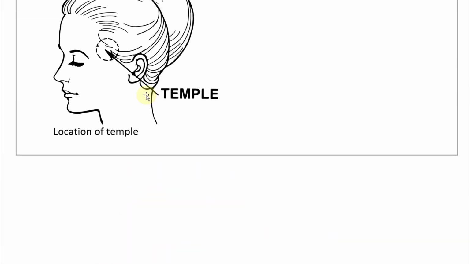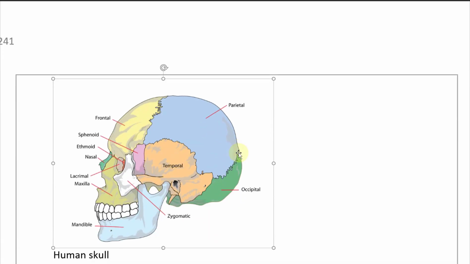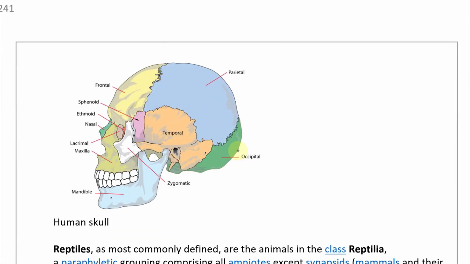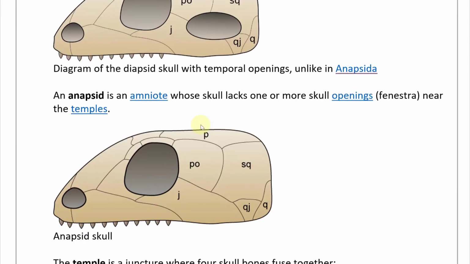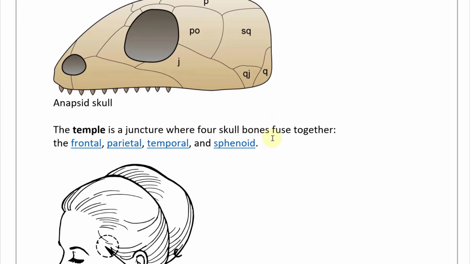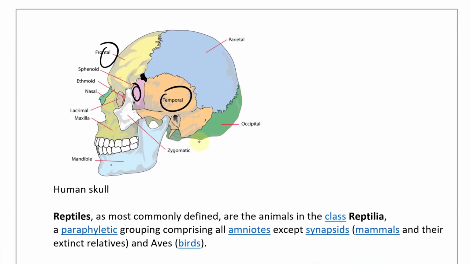So let's go back here. It had a juncture of the frontal, parietal, temporal, and sphenoid. There's a sphenoid, there's frontal, there's parietal, there's temporal. So this is the juncture of all of them. There's your temple right there. So the temple is a juncture where four skull bones fuse together: frontal, parietal, temporal, and sphenoid. This is absolutely fascinating.